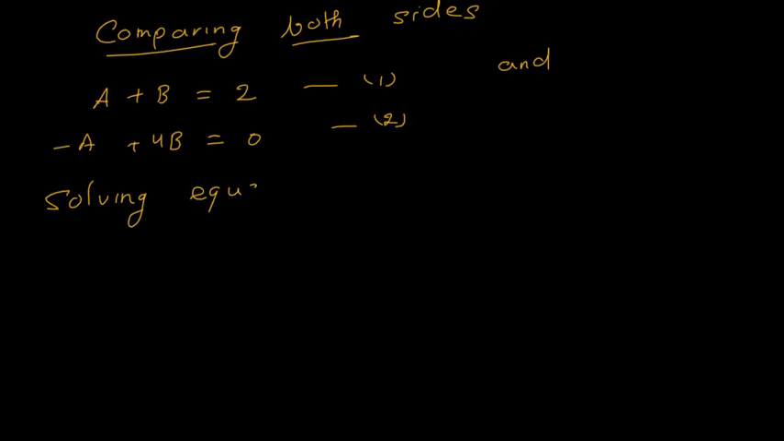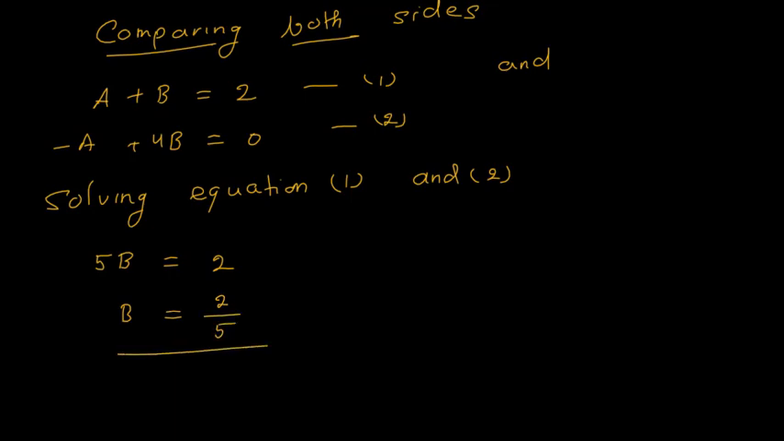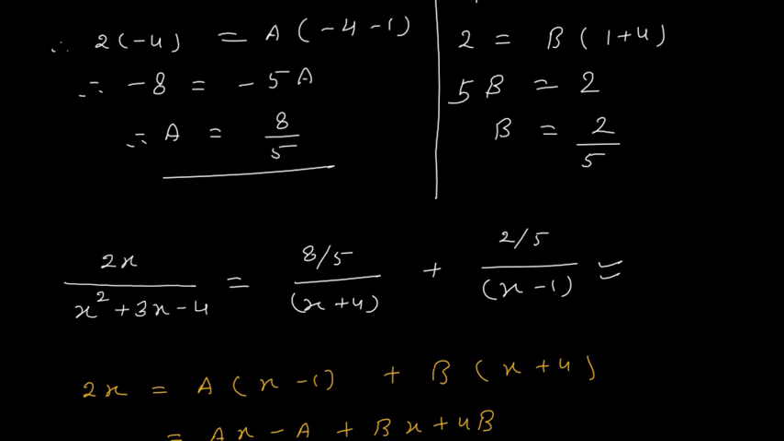How can you solve? You can add them. So solving equations 1 and 2, we get 5b is equal to 2. That gives us the value of b as 2 upon 5. So here also we got 2 upon 5, right?